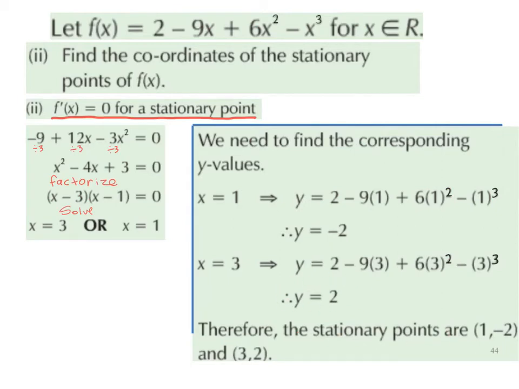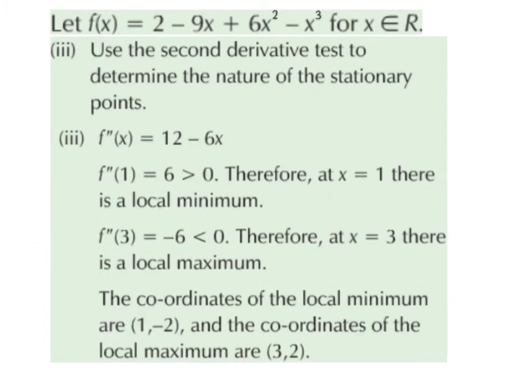So our stationary points are going to be 1, minus 2, an x value of 1, a y value of minus 2, and also 3, 2, an x value of 3, a y value of 2. So these are our stationary points on our graph. Okay, part 3, use the second derivative test to determine the nature of the stationary points.